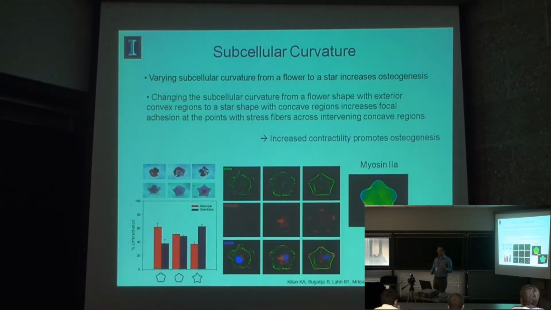And in this case, it's contractility, where we're looking at myosin 2. And you see that cells in this flower geometry have a diffuse myosin staining all across the cell, while in the star geometry you see a very high localization of myosin between the points of the star, which is consistent with this idea that it's in more of a contractile phenotype.